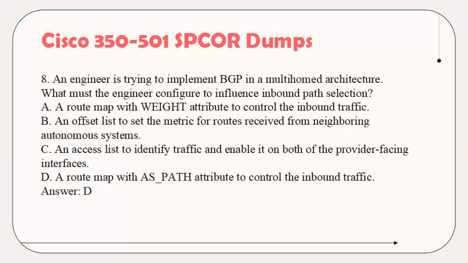8. An engineer is trying to implement BGP in a multi-homed architecture. What must the engineer configure to influence inbound path selection? A. A route map with the weight attribute to control the inbound traffic. B. An offset list to set the metric for routes received from neighboring autonomous systems. C. An access list to identify traffic and enable it on both of the provider-facing interfaces. D. A route map with the AS_PATH attribute to control the inbound traffic. Answer: D.